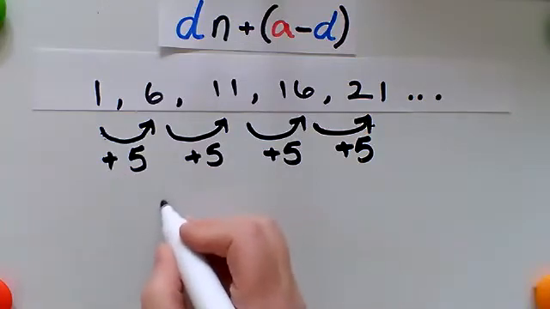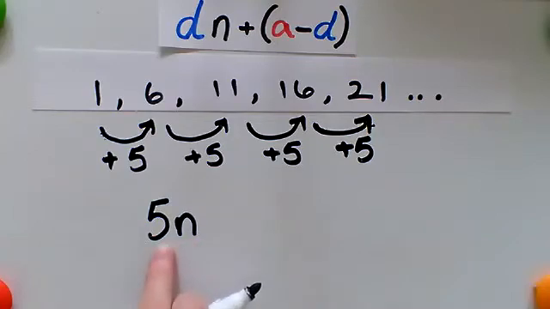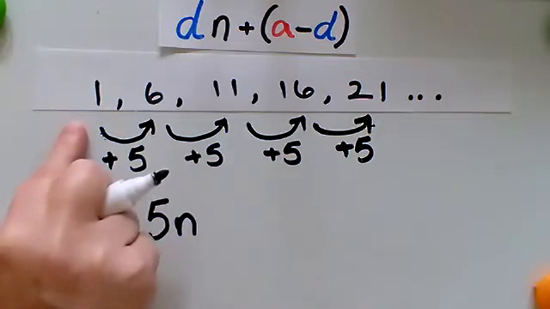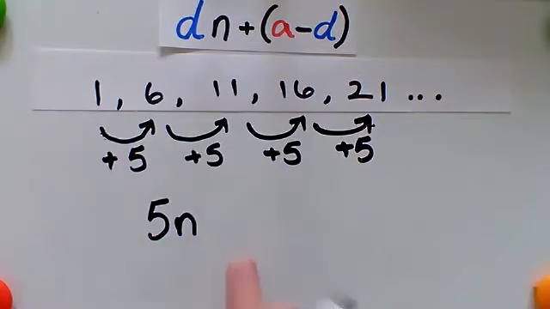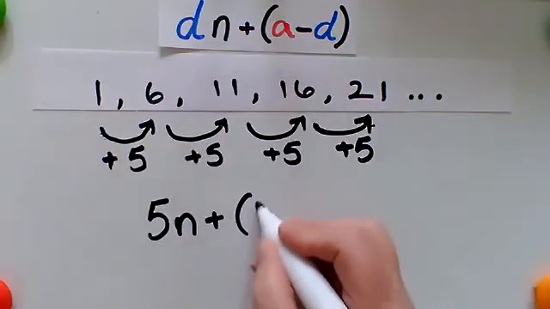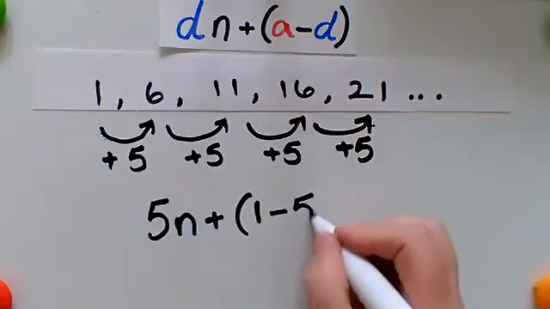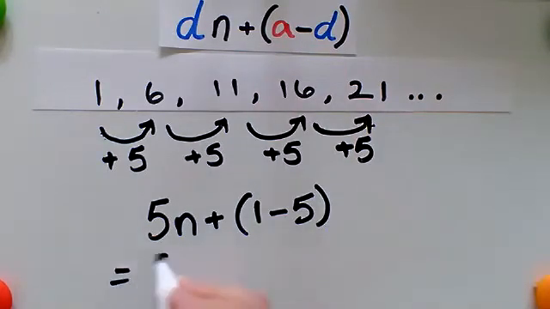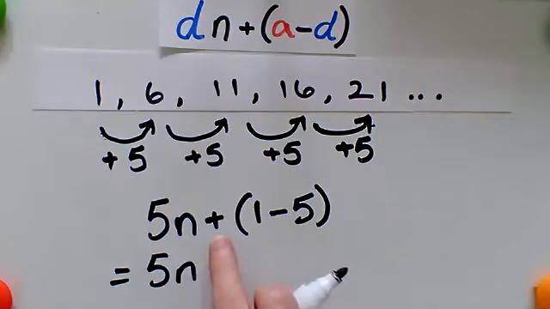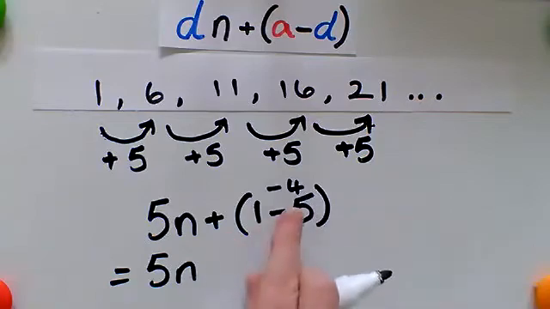So D stood for the difference, the common difference between each of these terms. So my number before the n is going to be a 5. So 5n, like the 5 times table, this time though it's starting at 1. So what's the adjustment that I'm going to need to make? Looking at the formula, my first term was 1 and then my difference that I've got to take away was 5. So again I can simplify that to 5n plus 1 minus 5. Well, 1 minus 5 is going to be negative 4. So plus negative 4 just means I'm going to take 4 away.